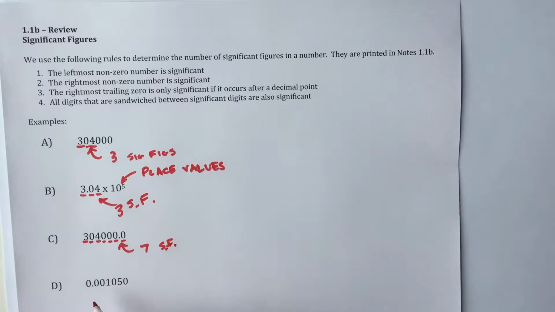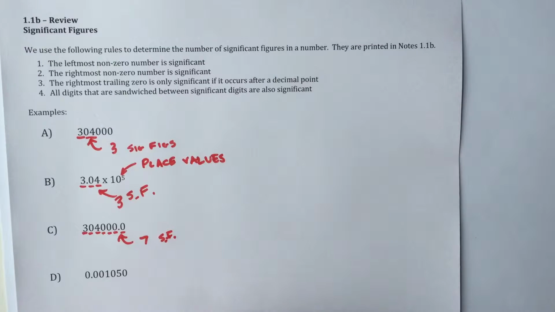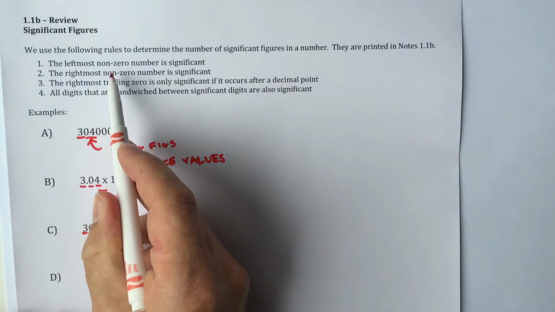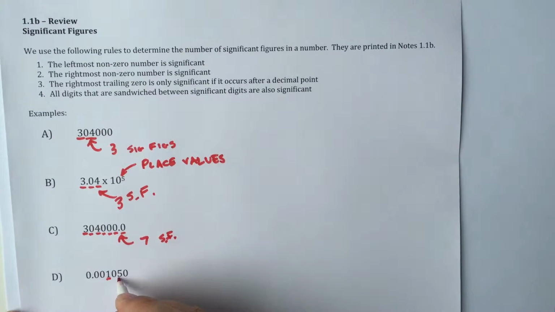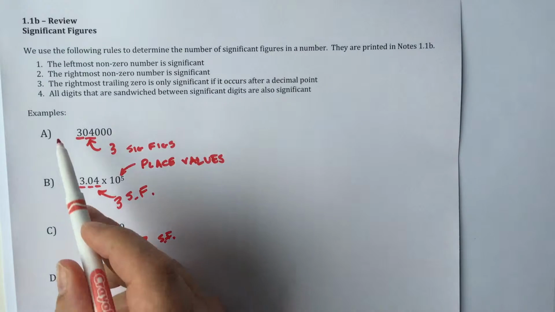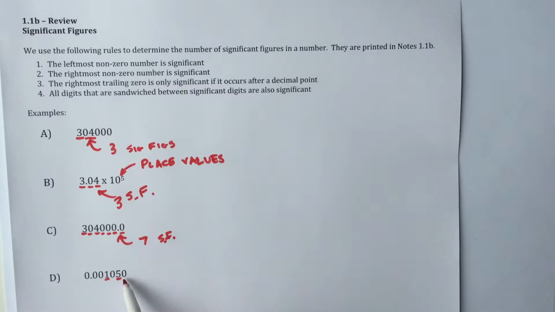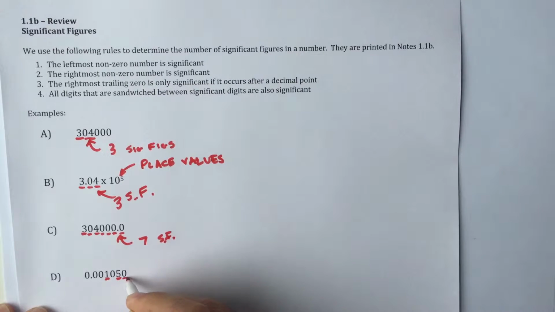And finally, I have the number 0.001050. Let's roll through one last time. The rules: the leftmost non-zero number, so in that case this is the 1. The rightmost non-zero, that's the 5. The rightmost trailing zero, that's this 0 here, is significant if it's after a decimal, which in this case it is. And then any digit sandwiched between. So as you can see here, I have 4 sig figs.